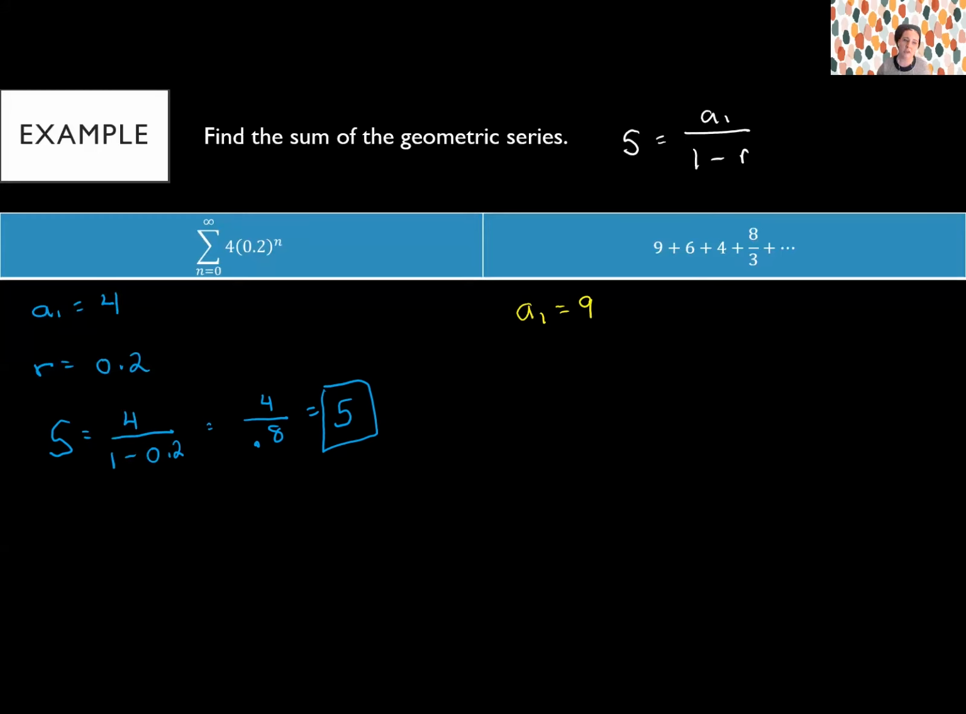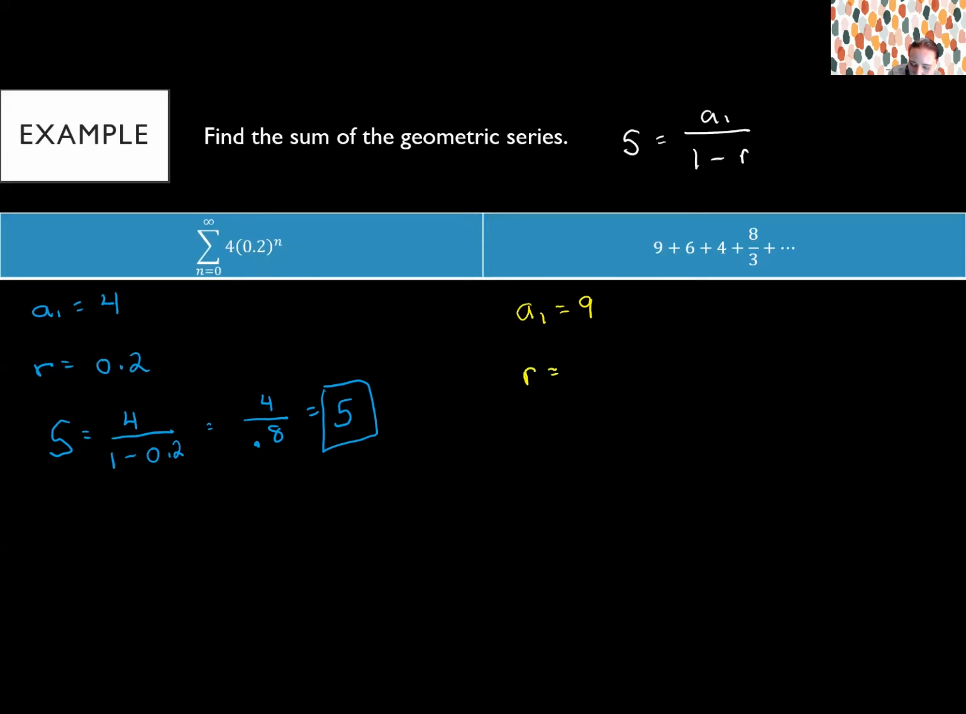R is the ratio between two terms, so it'd be like A2 divided by A1. And then you should also double check to make sure that this is a geometric series. You could also do A3 divided by A2 just to make sure that you get the same value for R. Because if you get a different value for R, then it's not actually a geometric series.